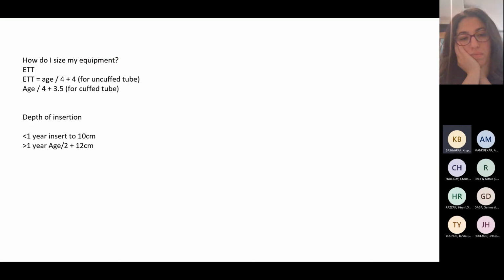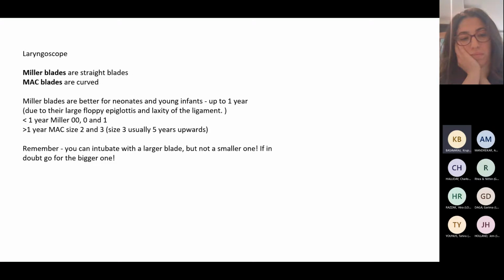We've just gone through this, and just as an aid, how do you size your equipment for endotracheal tubes? For a cuffed tube, which most commonly all of us use, the formula is age divided by 4 plus 3.5, and the depth of insertion, for anything more than 1 year, would be age divided by 2 plus 12. And laryngoscope, you can use the video laryngoscope, which obviously comes with the blades attached to it, and you've seen most of these on the unit.